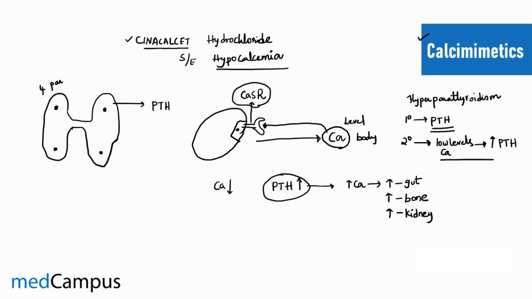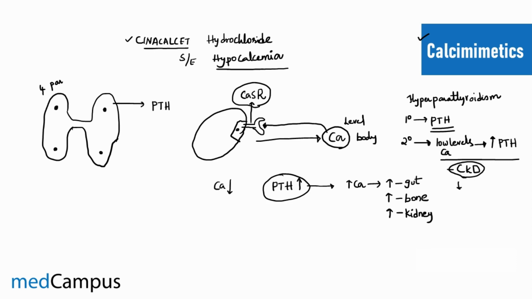Secondary hyperparathyroidism has causes, that is decreased calcium absorption from the gut, such as malabsorption syndromes, because vitamin D helps in calcium absorption. Vitamin D is a fat soluble vitamin. In malabsorption syndromes, fat soluble vitamins are not absorbed. This leads to secondary hyperparathyroidism. Another cause for secondary hyperparathyroidism is CKD, chronic kidney disease.